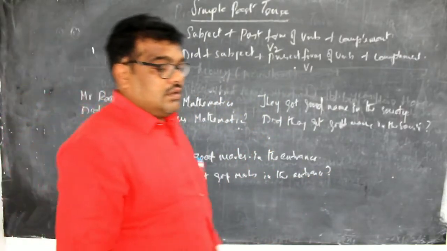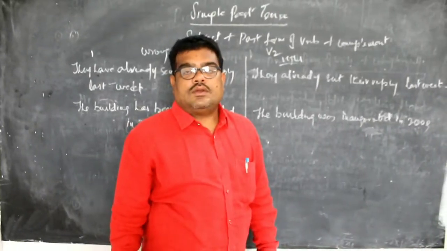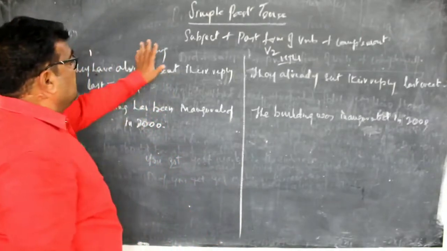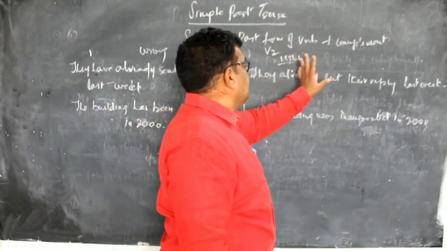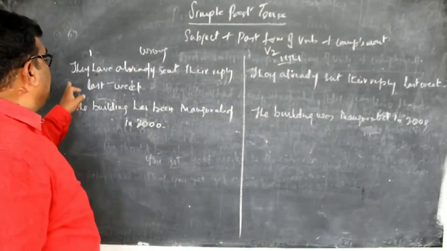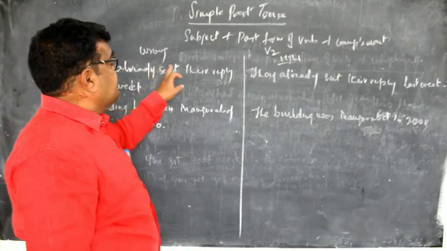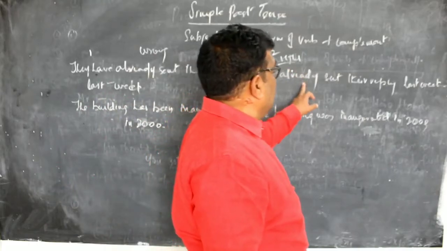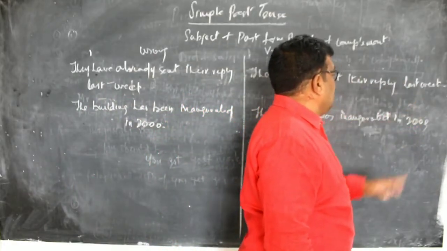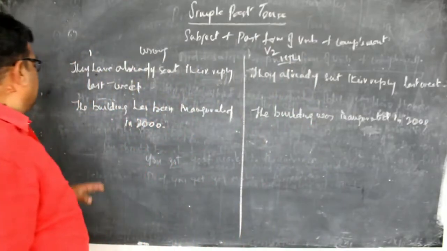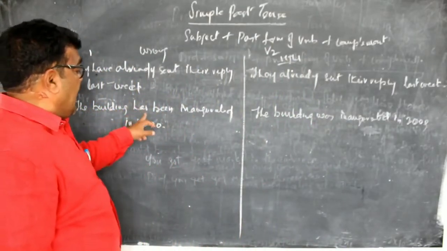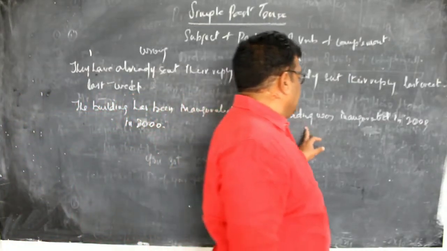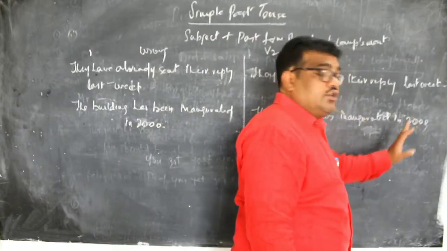Write down where we generally commit mistakes. Here, this side it is wrong, whereas the right side it is right. First example, they have already sent their reply last week. They already sent their reply last week. Another example, the building has been inaugurated in 2000. The building was inaugurated in 2000.